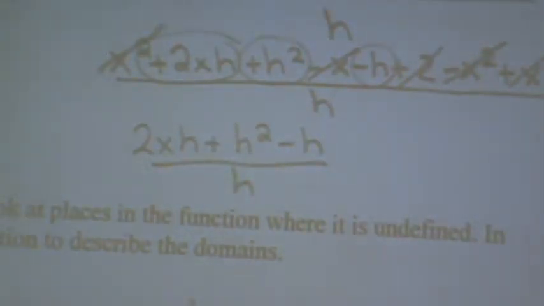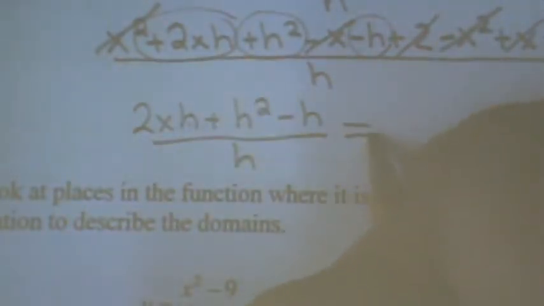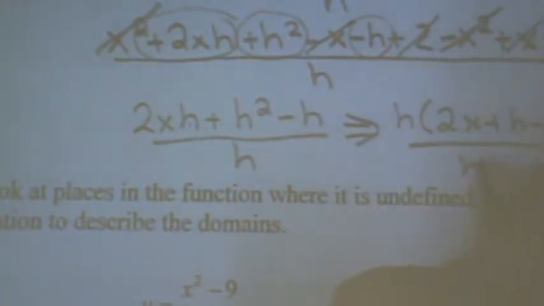I heard a lot of h's. Can I pull an h out of the numerator? Can I pull an h out and cancel it? Yes. You have h times (2x plus h minus 1) over h. The h's cancel, and your answer is 2x plus h minus 1, simplified. So you'll have 3 of those to practice.